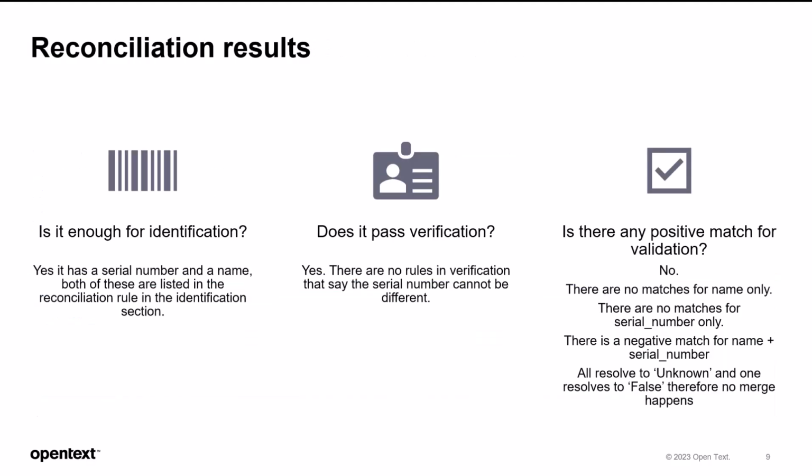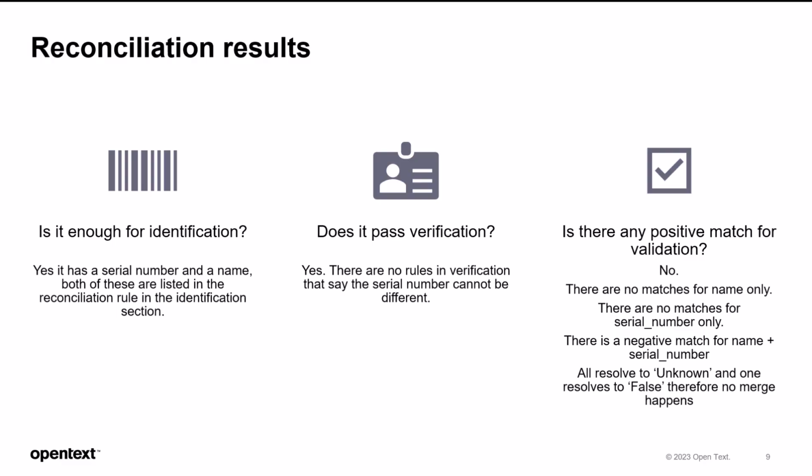So is there enough for identification? Yeah. It has a serial number and it has a name. Both of these are listed in the reconciliation rule in the identification section. Well, does it pass verification? Yep. There are no rules in verification that say that the serial numbers have to be identical or that the names have to be identical. So life is good.